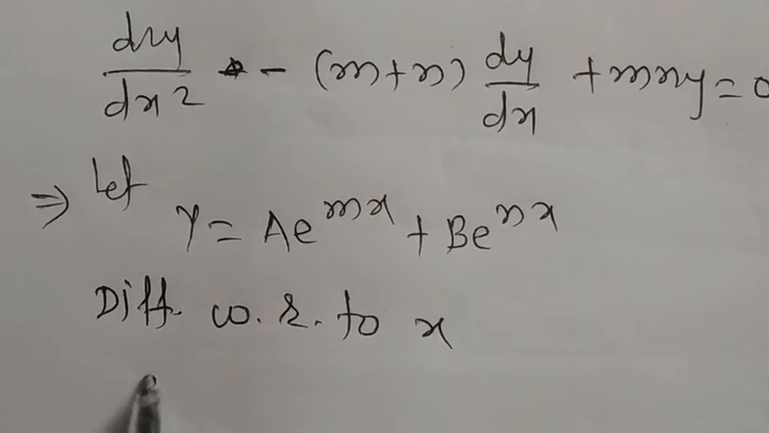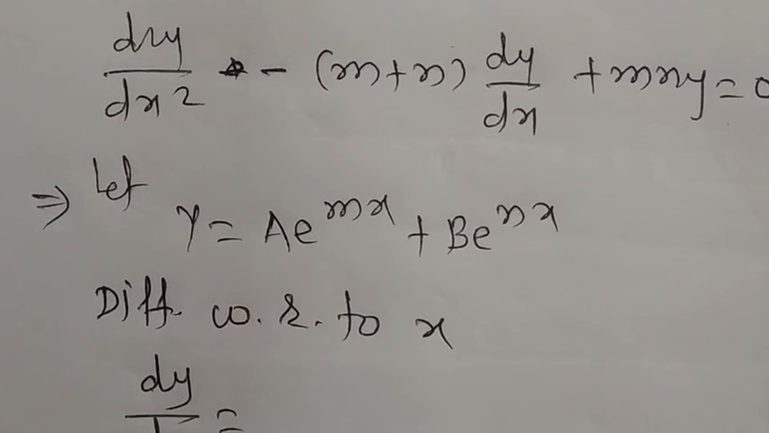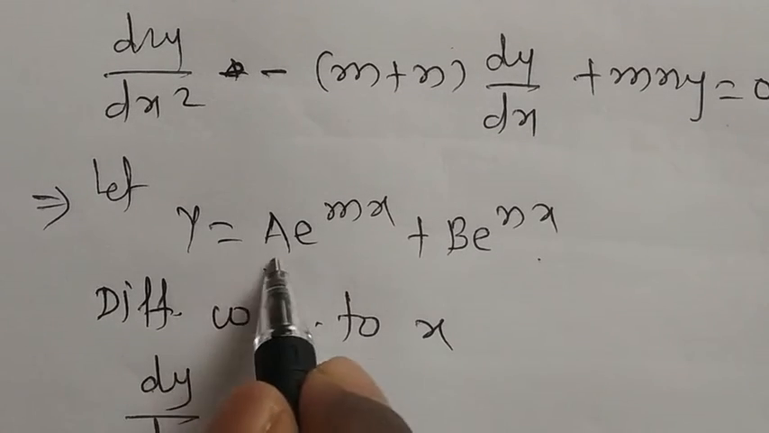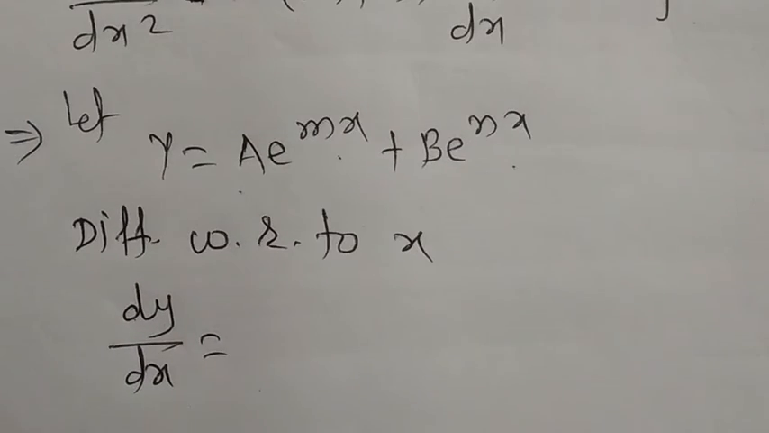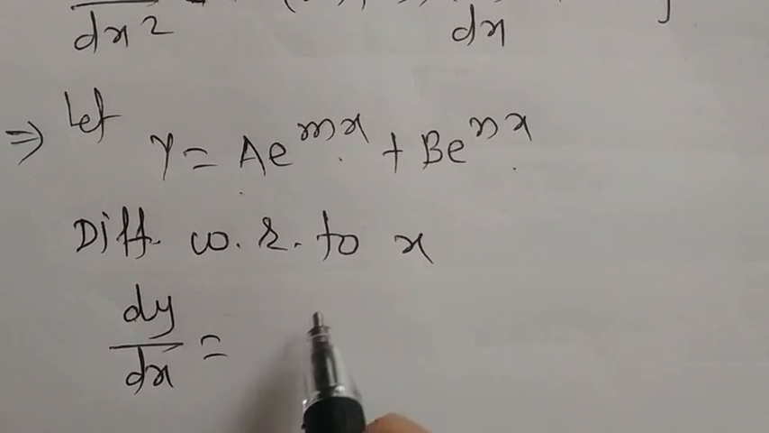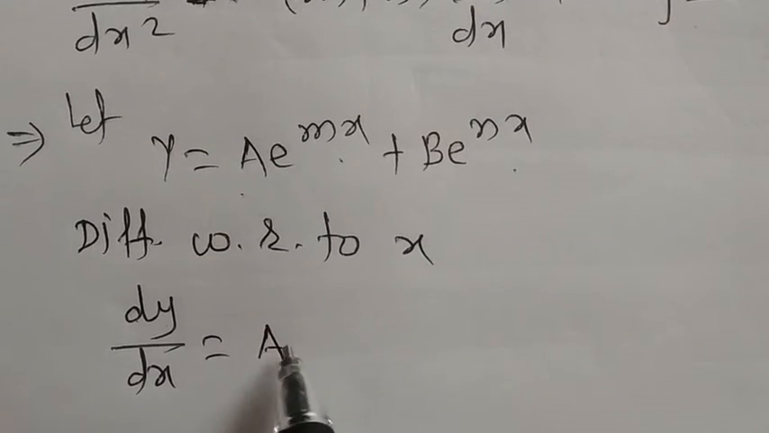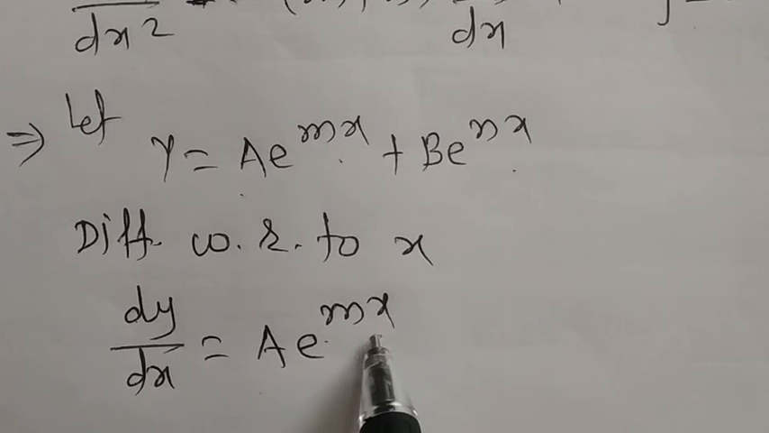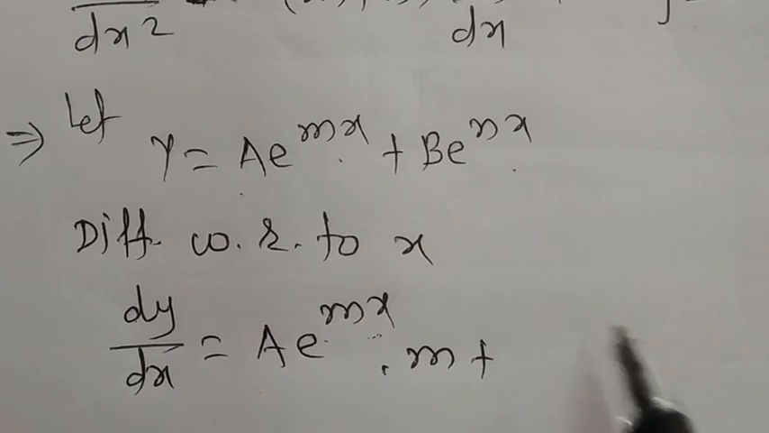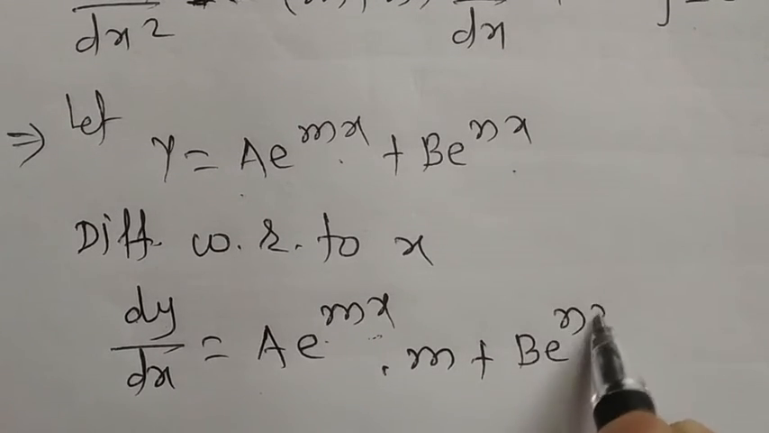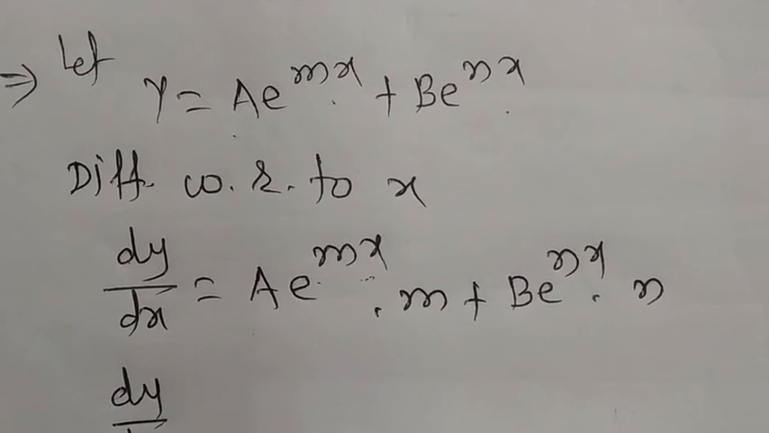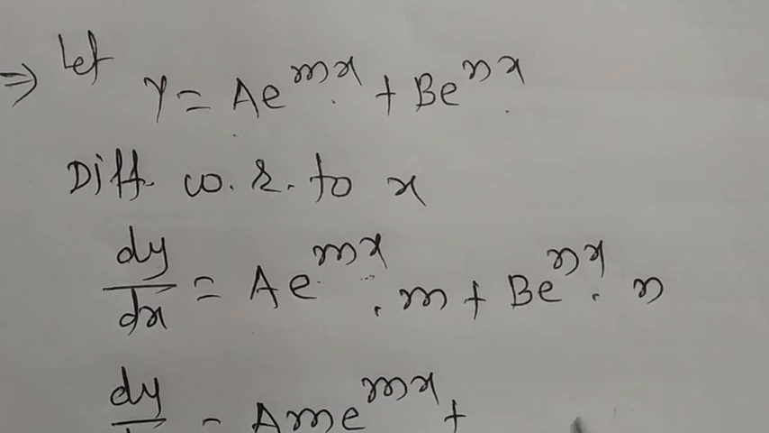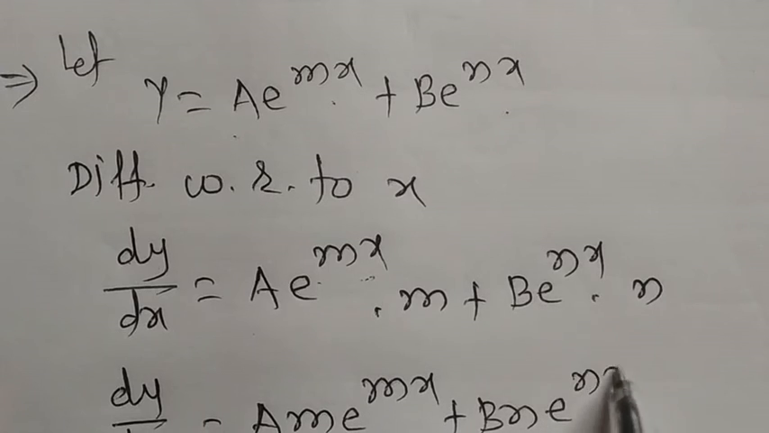Take the differentiation, differentiate with respect to x. Then dy by dx is equal to the derivative of e to the power f of x, e to the power u. What is that formula? E to the power u du by dx. So a e to the power mx, and the derivative of mx is simply m, plus b e to the power nx, and it's simply n. Then dy by dx is equal to am e to the power mx plus bn e to the power nx.